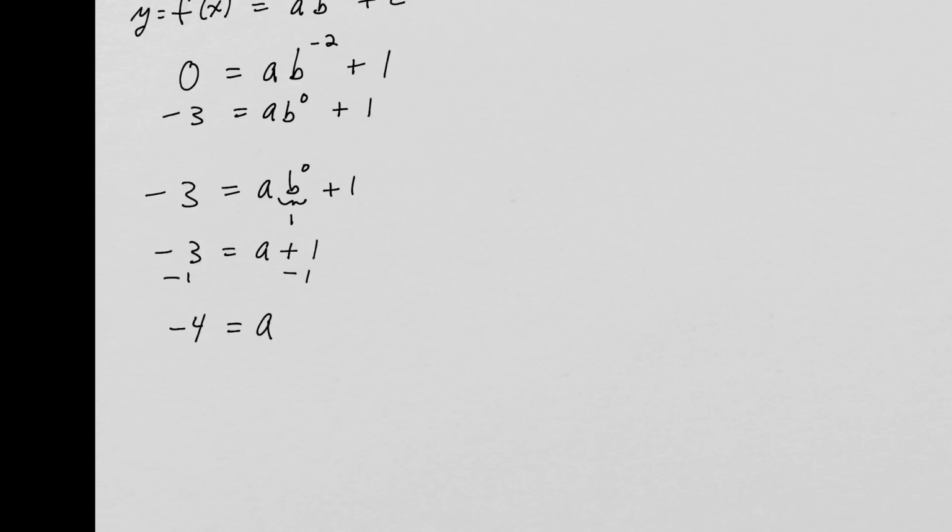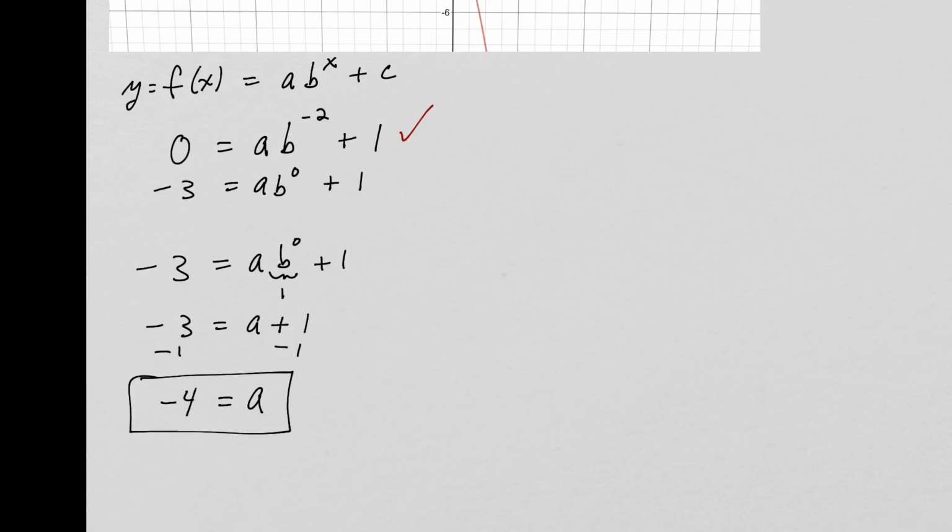Now we need to go back and find b. Okay? Now that I have a, let me go back and plug it into the first equation, that equation. So if I do that, I'm going to get 0 is equal to negative 4 times b to the negative 2 plus 1. Remember what b to the negative 2 is, right? I could write this as negative 4 over b squared plus 1.